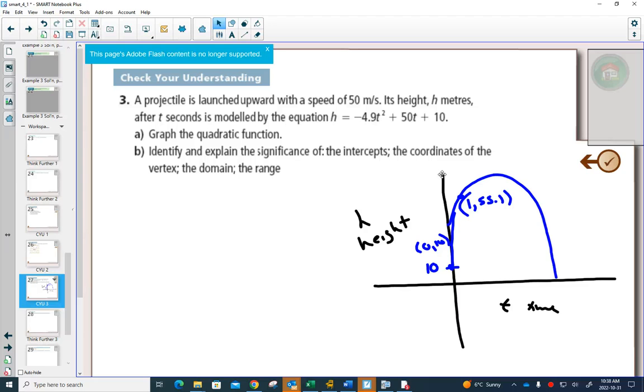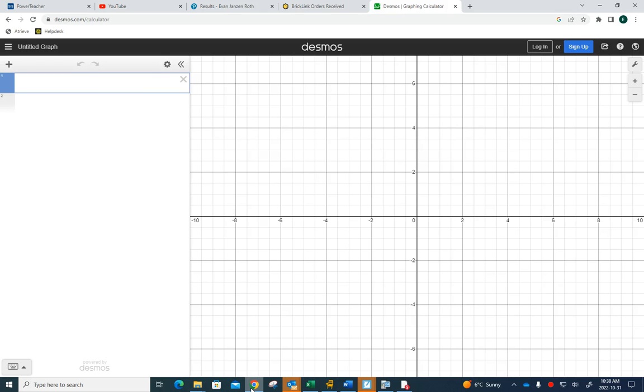Now, everybody has a phone or access to technology. Some of you have graphing calculators. So if I go to the internet and go to Desmos, I can type this equation in. So I go y equals negative 4.9x squared. To get the little squared button, above the 6 is the little hat button that pushes it up as an exponent. Negative 4.9x squared plus 50x plus 10.